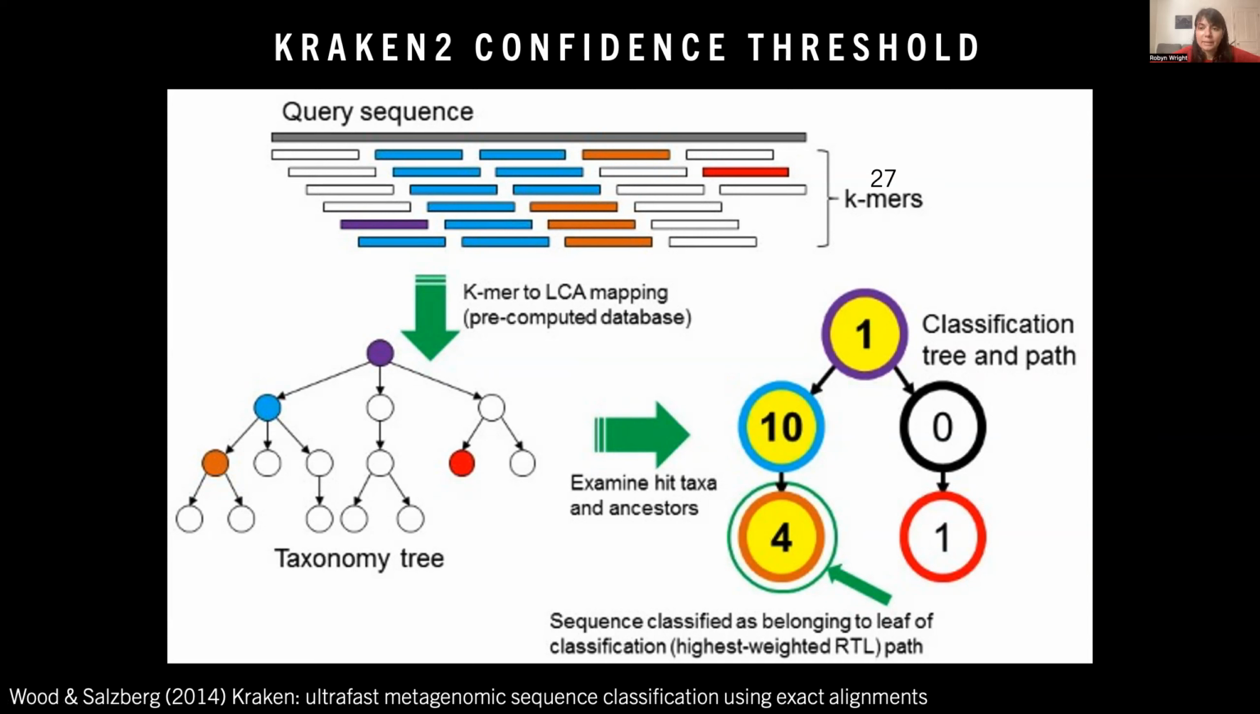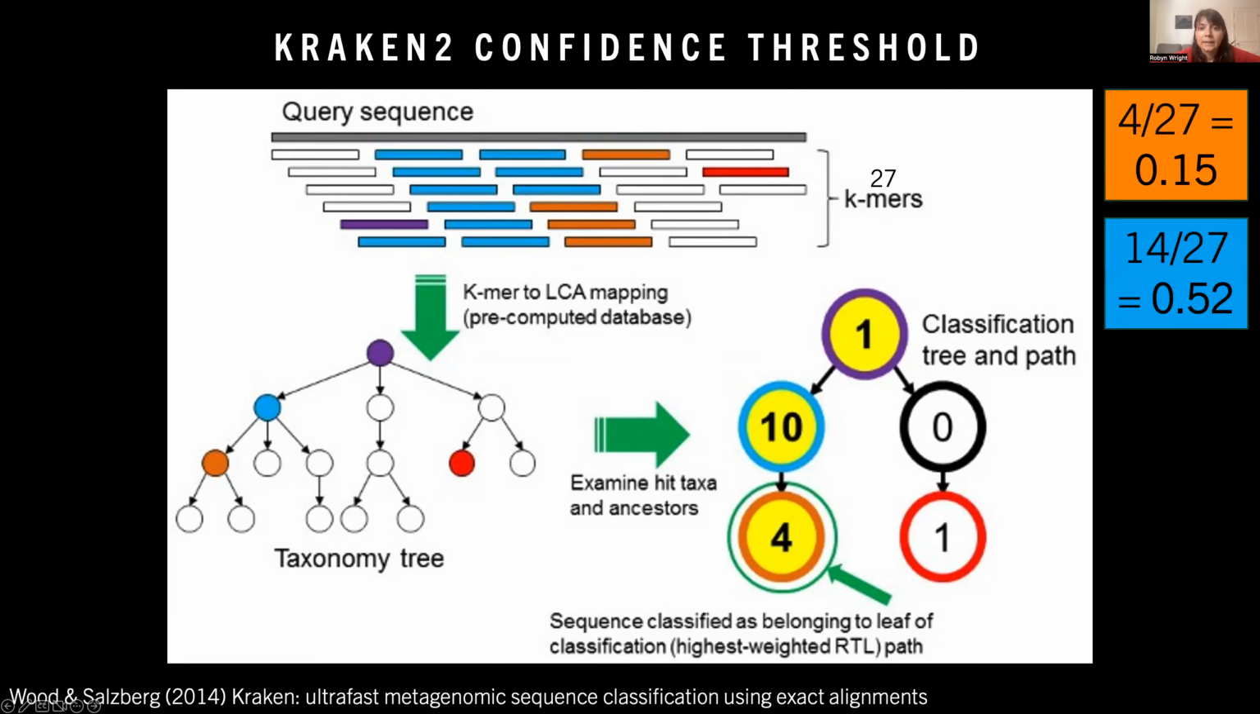Now, based on these mappings, we can work out how confident we are that our sequence belongs to one of these taxa. So in this case, the sequence would be classified to the leaf node, or the lowest rank possible, and our confidence that the sequence is this taxon is 4 out of 27 kmers, or 0.15. Our confidence that it's the blue taxon is 10 plus 4, or 14 out of 27, or 0.52, and our confidence that the sequence belongs to the purple taxon would be the sum of all leaves here, so 0.59.